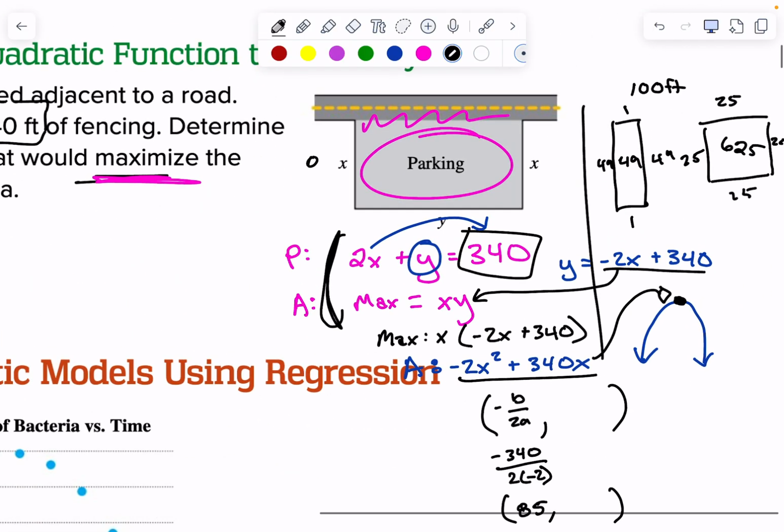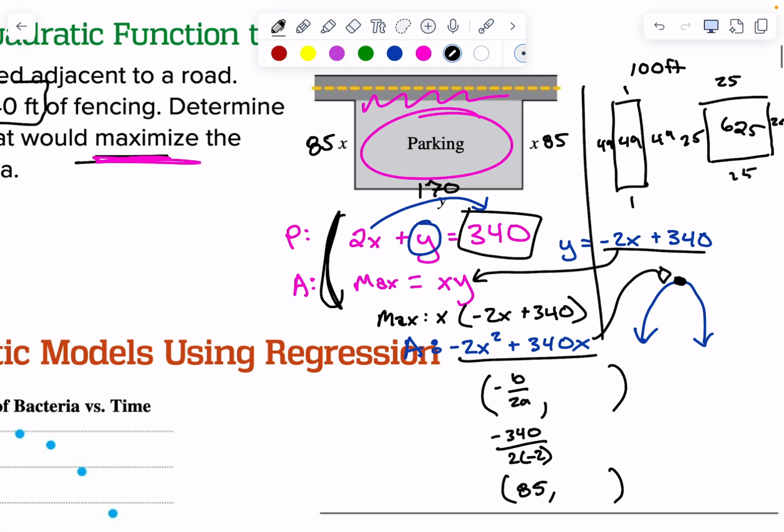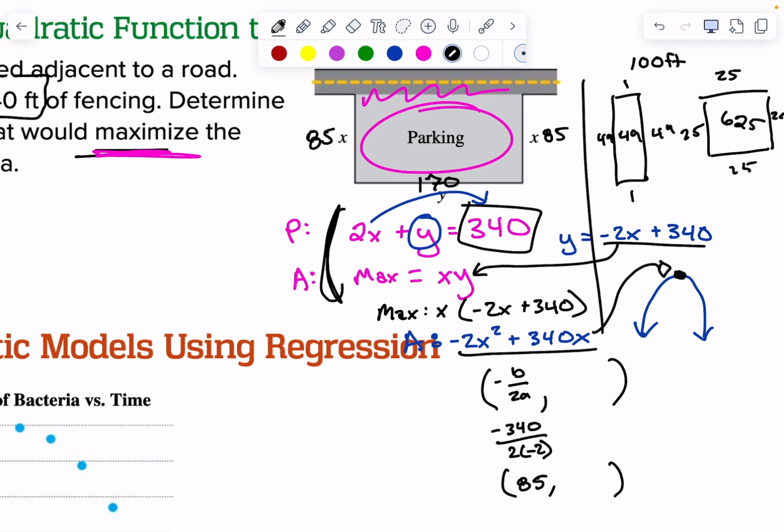So x would be 85, right? But what's y going to be? 170, right? That's right. It's 2 to 1. Is it always 2 to 1 then? Probably. That's what it was when AI Sabrina taught me this.